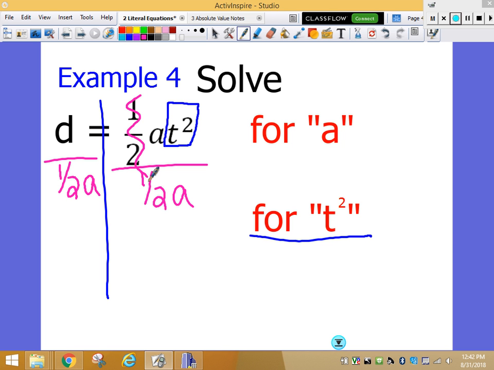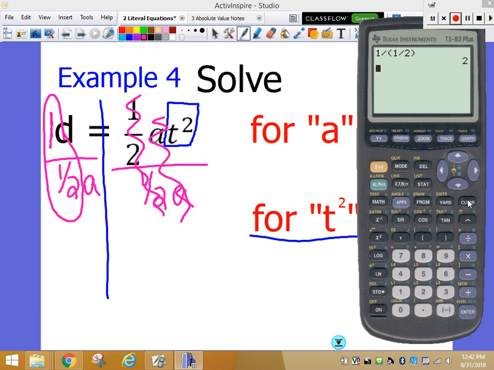So 1/2 divided by 1/2 cancels. A divided by A cancels. There's really a 1 in front of that D. So I have got to divide those whole numbers. I've got to do 1 divided by 1/2. So let's type that in. 1 divided by 1/2 is a fraction, so I'm going to put it in parentheses. And 1 divided by 1/2 is 2.